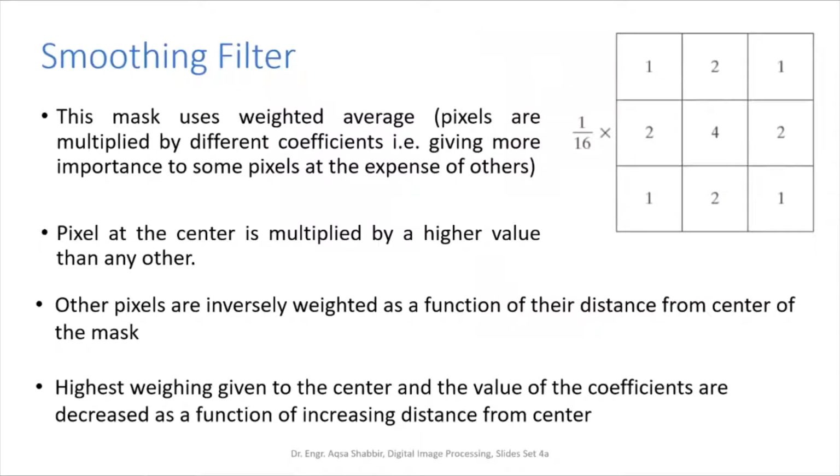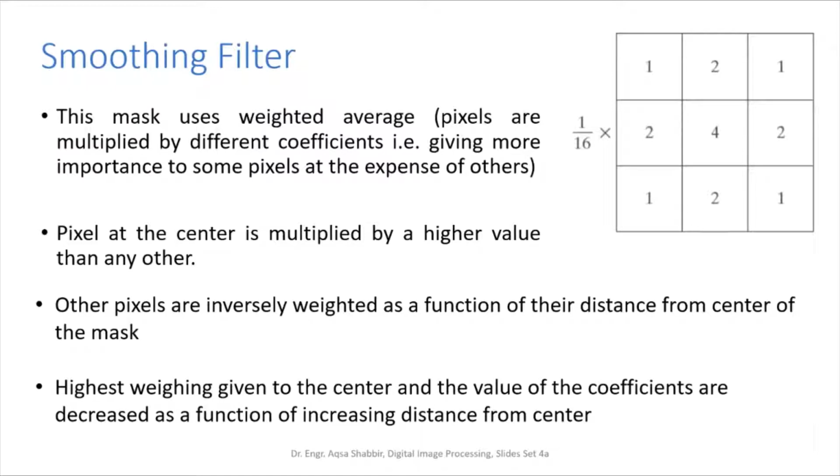Here we look at the weighted average smoothing filter. The mask shown here on the right is an example of a weighted average smoothing filter mask. The mask shows that the pixels are multiplied by different coefficients, thus giving more importance to some pixels at the expense of others. In this mask, the pixel at the center of the mask is multiplied by a higher value than any other, thus giving this pixel more importance in the calculation of the average.